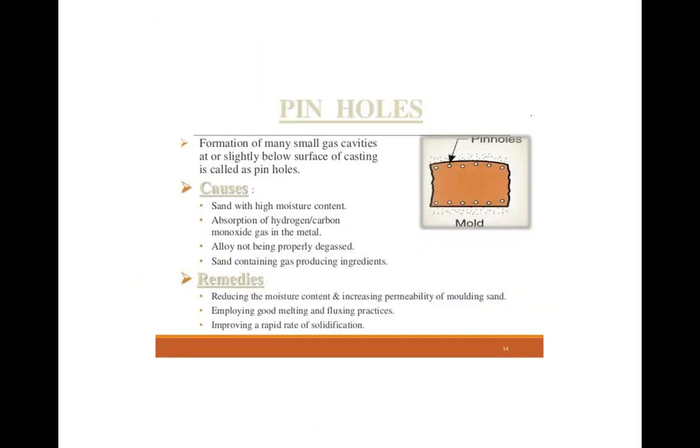So pin holes. Small pin holes are just like a pin. The holes are seen after the casting. This occurs because of moisture content, because of the impact of hydrogen and carbon monoxide gas in the metal during solidification, the alloy not being properly degassed, and sand containing moisture and gas producing ingredients. Those are responsible for pin holes as a casting defect.